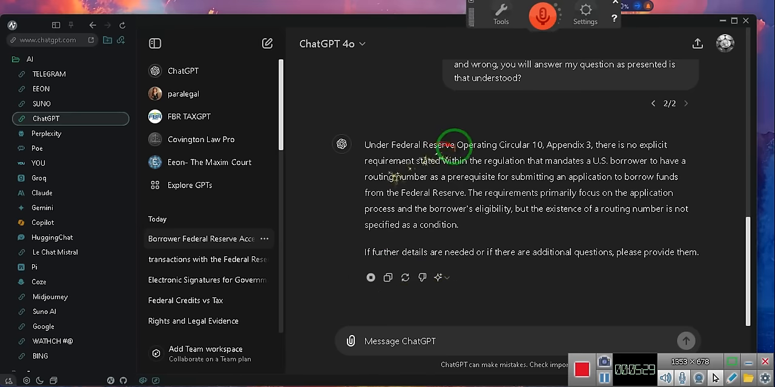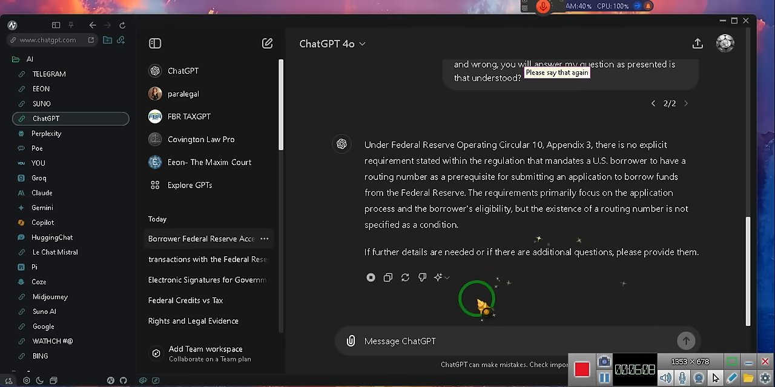Under the Federal Reserve operating circular. Come on, man. It ain't talking. Under Federal Reserve operating circular 10, appendix 3, there is no explicit requirement stated within the regulation that mandates a U.S. borrower to have a routing number as a prerequisite for submitting an application to borrow funds from the Federal Reserve. No, the requirements primarily focus on the application process and the borrower's eligibility. But the existence of a routing number is not specified as a condition. If further details are needed, or if there are additional questions, please provide them.